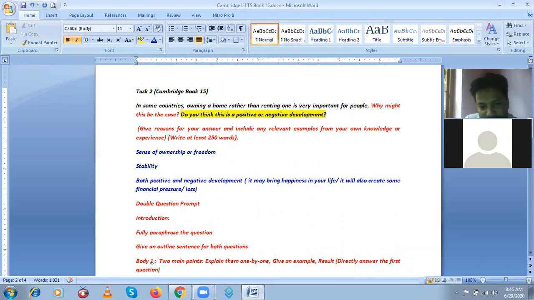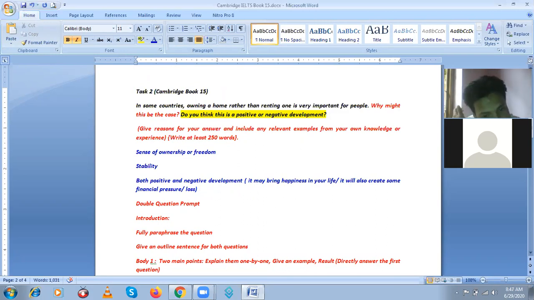So we'll be writing on this prospect. First question, why might this be the case? One case is sense of ownership or freedom. Another, let's say, case is stability. And the second question, do you think this is a positive or negative development?